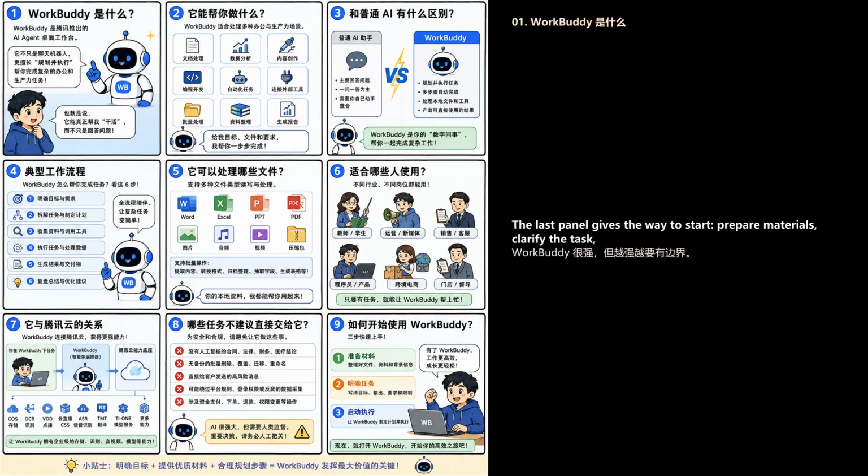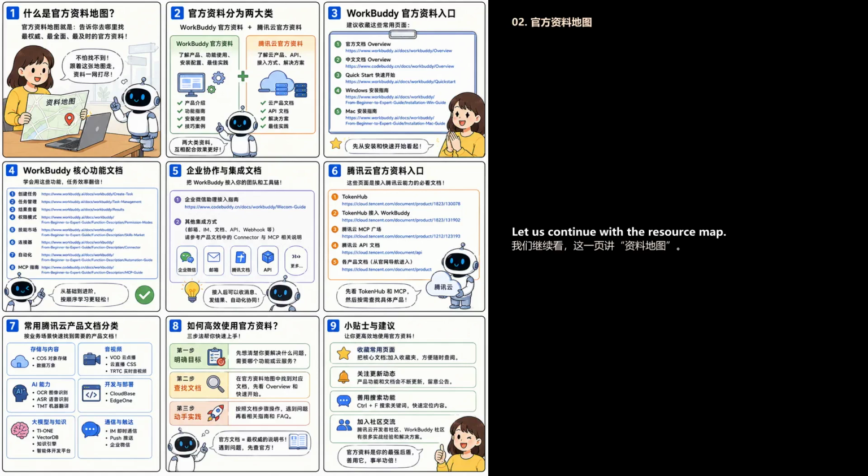The last panel gives the way to start. Prepare materials, clarify the task, and then execute. The key to real productivity is not saying, "Help me make a report." It is clarifying the goal, providing good materials, and planning the steps properly. Let us continue with the resource map.